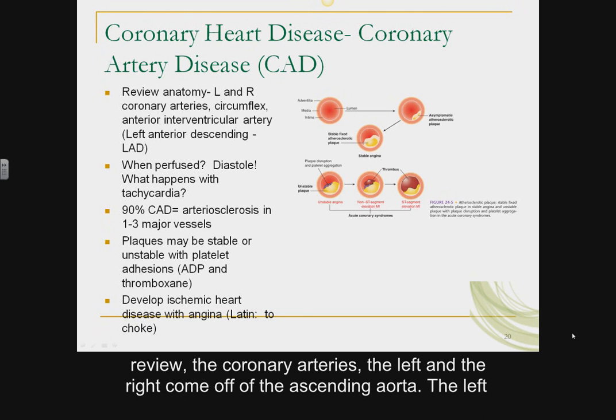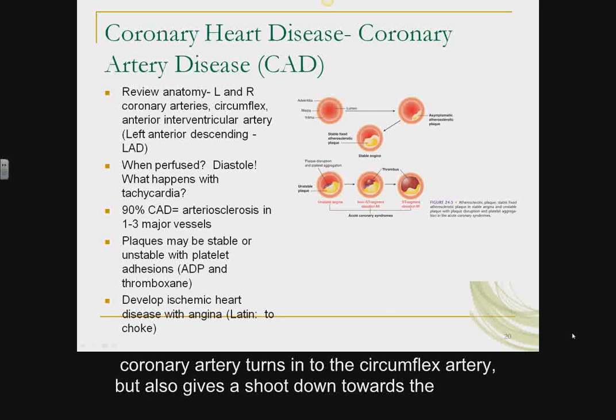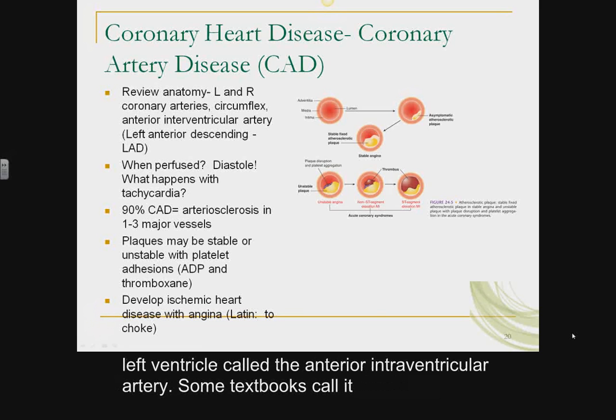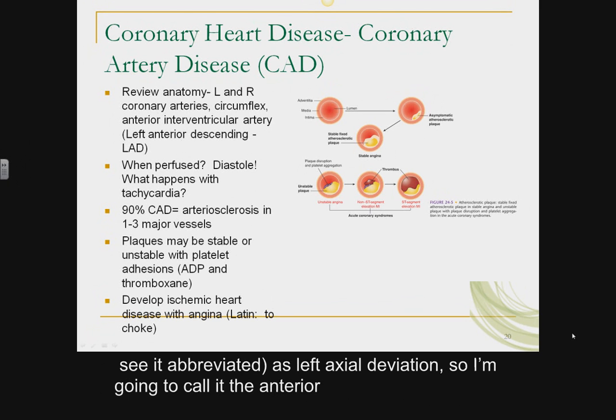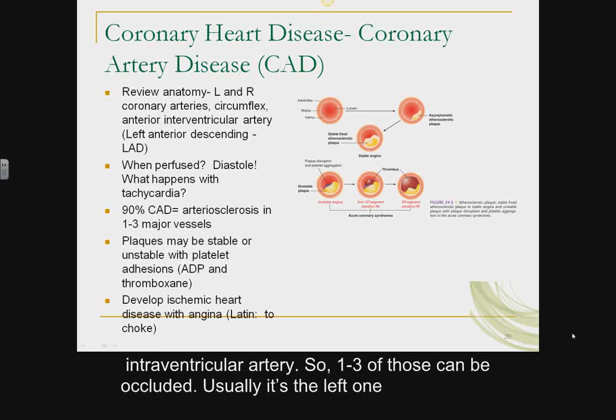Just to quickly review the coronary arteries specifically, there's the left and the right. They come off of the ascending aorta. The left coronary artery turns into the circumflex artery, but also gives a chute down towards the left ventricle called the anterior interventricular artery. Some textbooks call it the left anterior descending, which I don't like because that sounds too close to when you see it abbreviated as left axial deviation. So I'm going to call it the anterior interventricular artery.